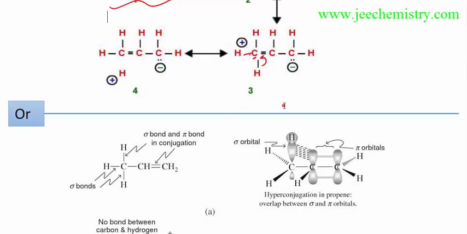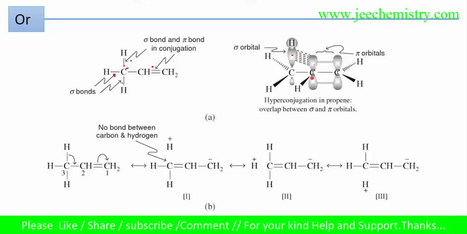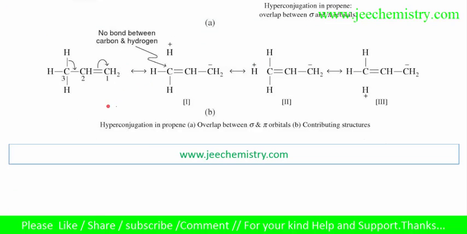I will explain this in more detail. This is a sigma bond, and this is a pi bond. Sigma bond and pi bond are in conjugation. There is an overlapping between this sigma bond and this pi bond. This is an overlapping of orbitals. This is a sigma orbital, and this is a pi orbital. There is overlapping. Now I will explain from these structures.